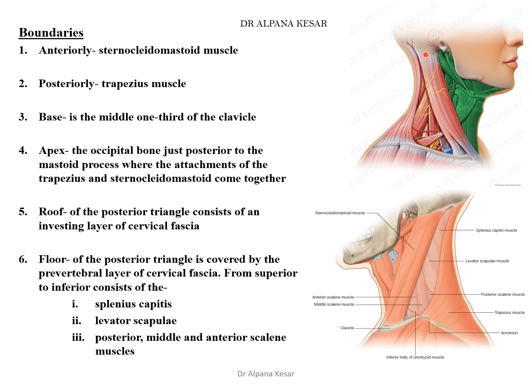Apex is on the occipital bone where the attachments of sternocleidomastoid and trapezius come together, which is just behind the mastoid process. The roof is formed by the investing layer of deep cervical fascia, and the floor is formed by the prevertebral layer of cervical fascia covering the following muscles: splenius capitis, levator scapulae, posterior, middle, and anterior scalene muscles.